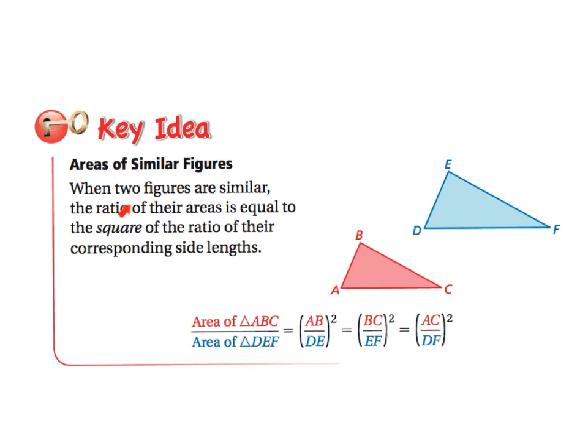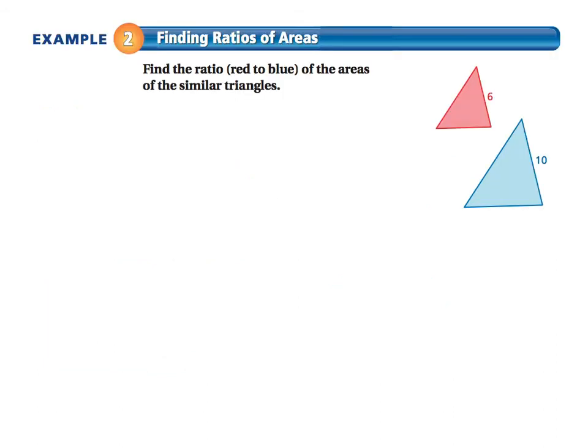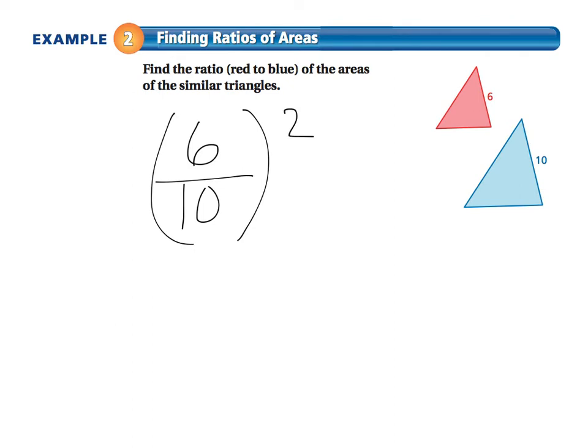The next key idea talks about when you have two similar figures, the ratio of their areas is the ratio of the corresponding side lengths, squared. So you're going to take the ratio of any of the side lengths and square it. And that would give us the ratio of the areas. So in example 2, find the ratio of red to blue of the areas of the similar triangles. Well, it's 6/10, piece of cake, but I have to square it. So that gives me 3/5 squared, which gives me a ratio of 9/25.